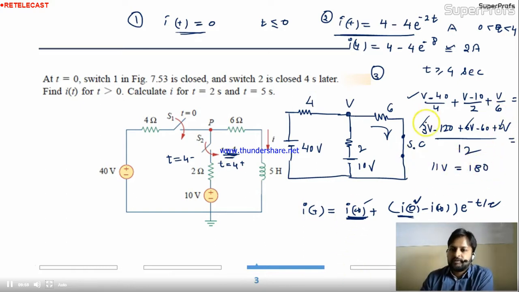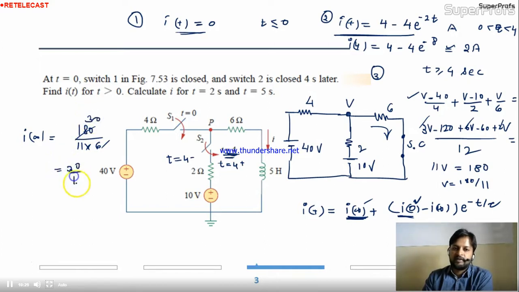Okay. Am I right? Let me check once. 2, 6 are 6V and 3V, 9. 9 and 2, 11. So V is something 180 divided by 11. So you can get the value of this. I infinity, I am saying, because the circuit is working in the steady state. This current will be 180 divided by 11 into 6. 6 3s are, this is 30 by 11.